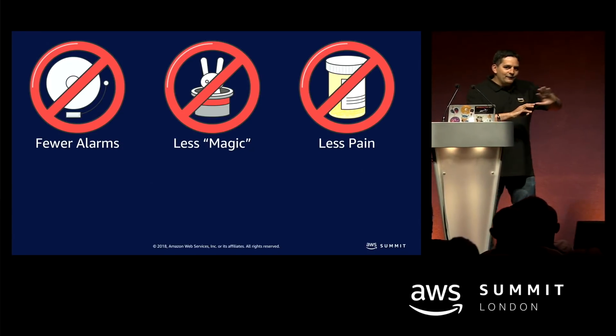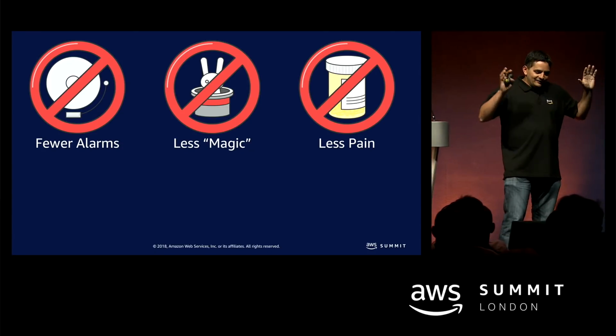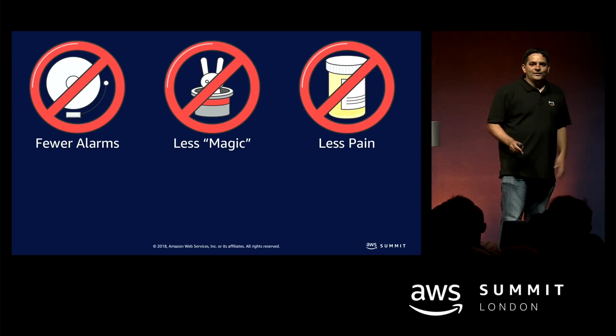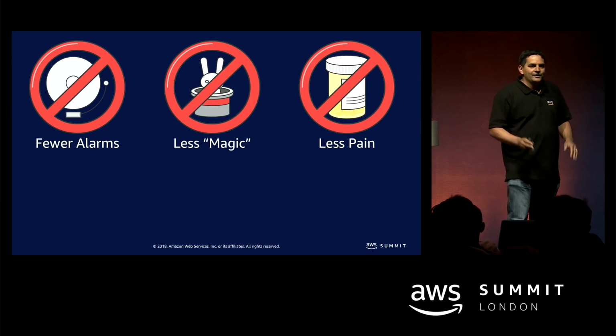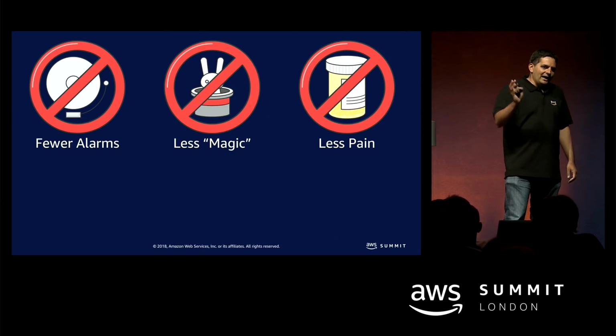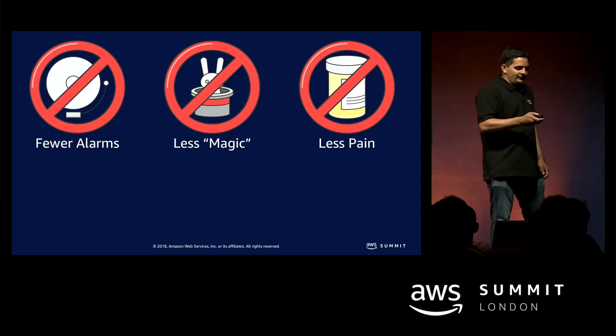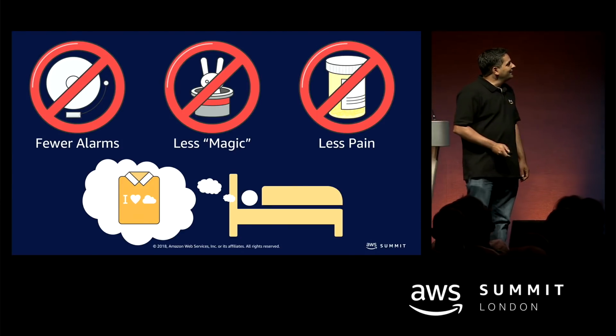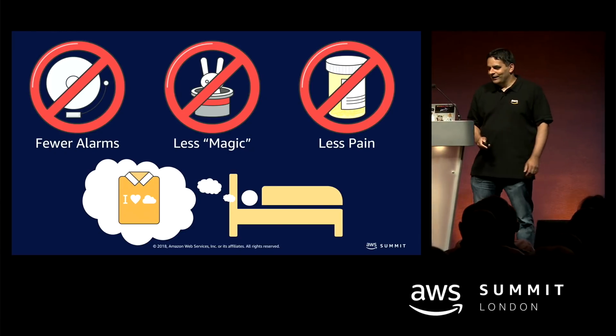So if you take anything away from this, it's design with operations in mind. When you're designing your workloads, make sure that you're thinking about how operations are going to manage that workload once it's put into production. And then you should be able to do more sleeping.